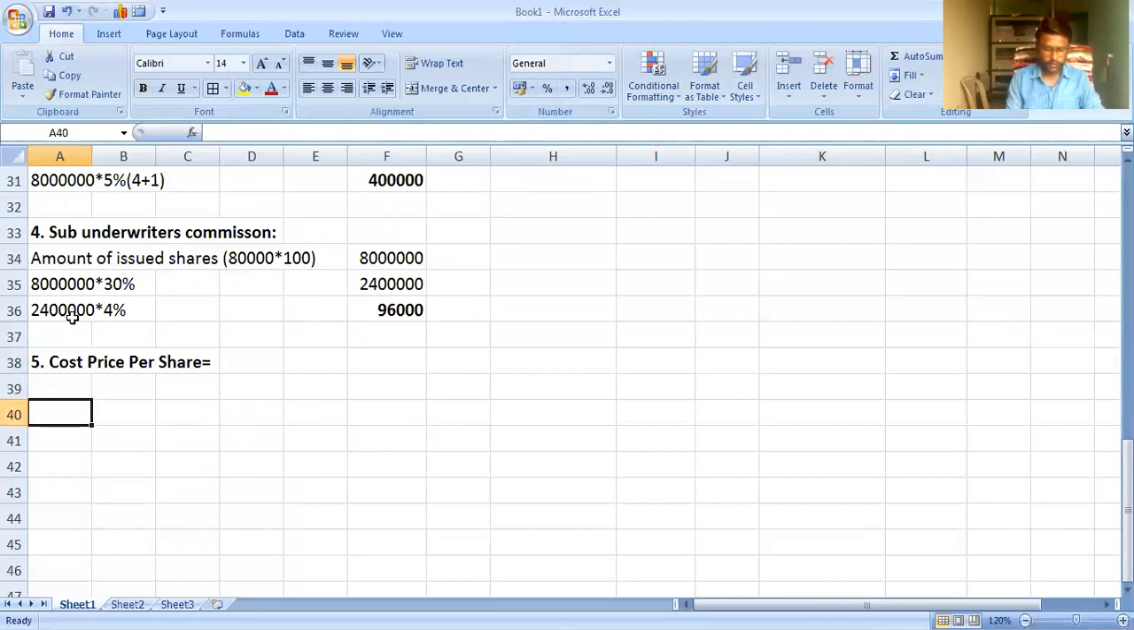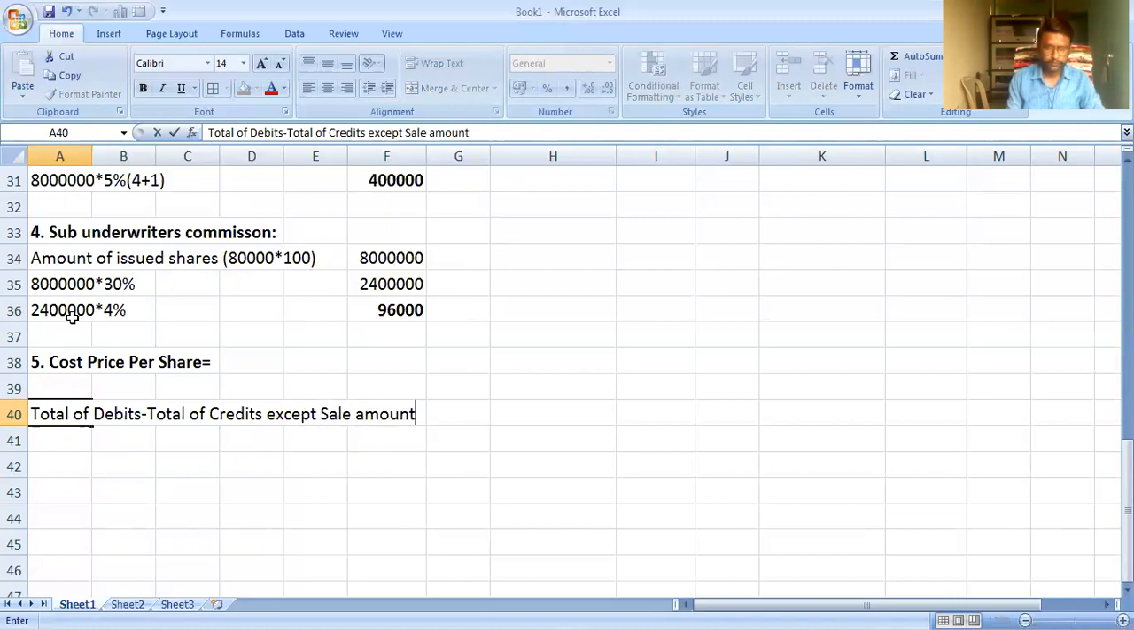What is the formula of cost price per share? Total of debits minus total of credits except sale amount, divided by number of shares taken by underwriter minus number of shares taken by sub underwriter.